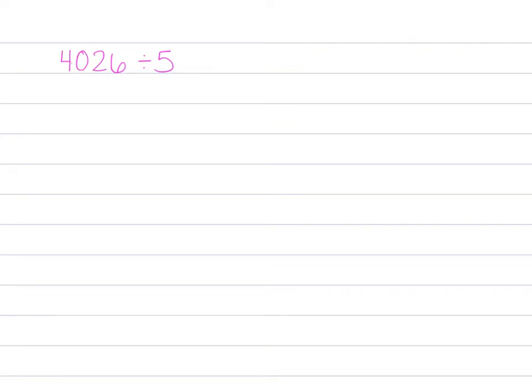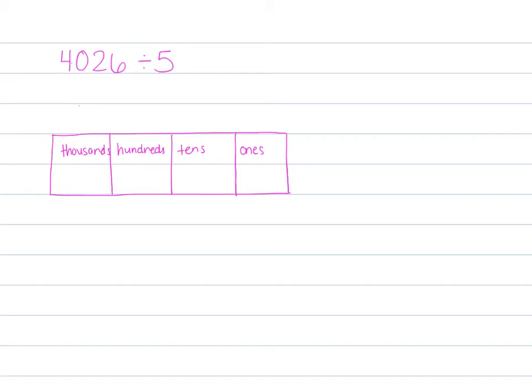In this next problem, we will be dividing 4,026 divided by 5. Now this problem, we have 4 places, the ones, the tens, the hundreds, and the thousands. So as we draw our box, we will need 4 places: the ones, the tens, the hundreds, and the thousands.